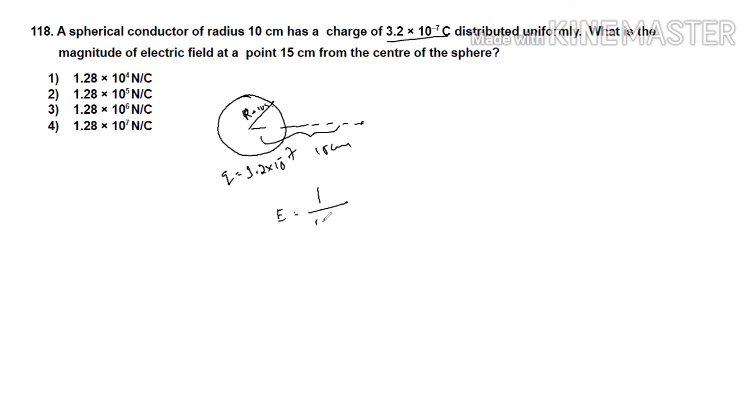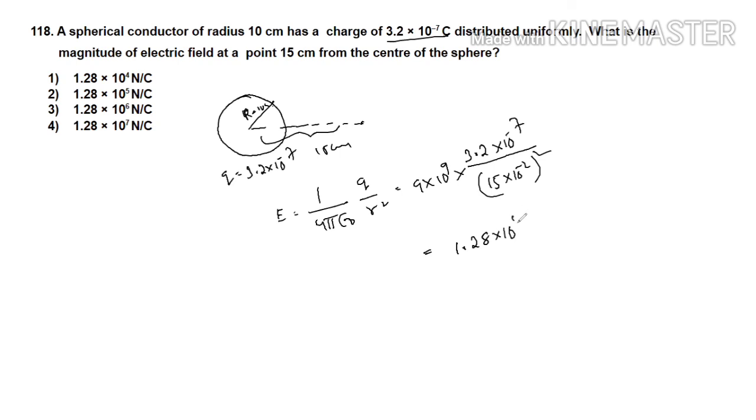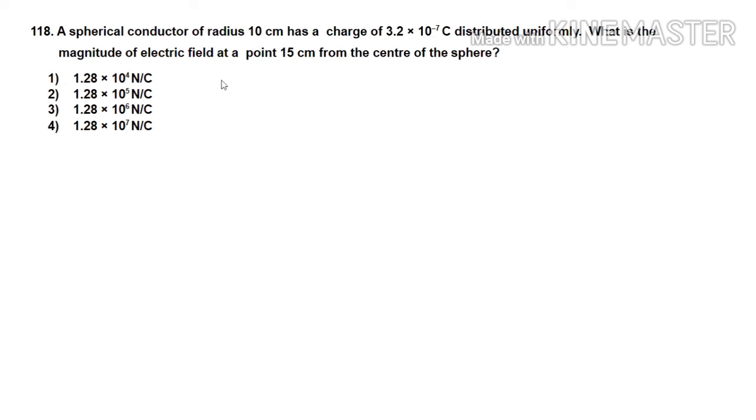So we know that the expression for the electric field is 1 by 4 pi epsilon naught into q by r square: 9 into 10 raised to 9 into 3.2 into 10 raised to minus 7. Charge is given and distance 15 centimeters, whole square. So now if you simplify, you will get it as 1.28 into 10 raised to 5 Newton per Coulomb. Option 2. Now see the next question.